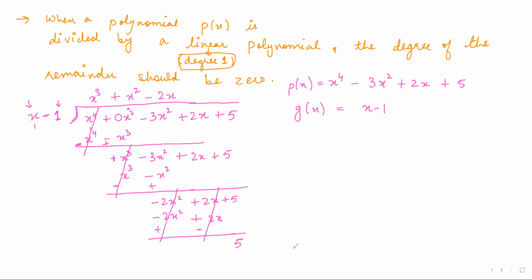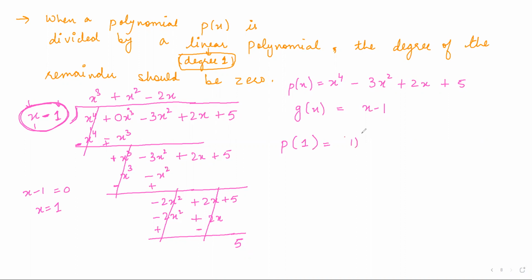Is that okay? I mean, just an example I'm giving you. I hope you have understood how I have done it. So I have got a remainder 5, right? And 5 is what? It is a degree 0 polynomial. Now you check one thing. This was your divisor x minus 1, okay? You put this divisor equal to 0, so you get x is equal to 1. Now you check the value of this polynomial at x is equal to 1.